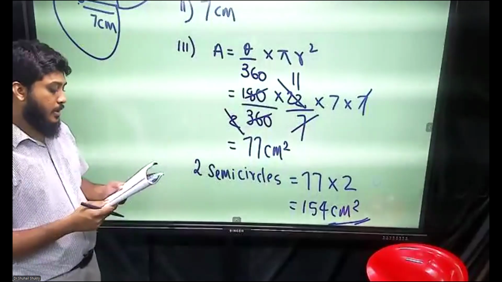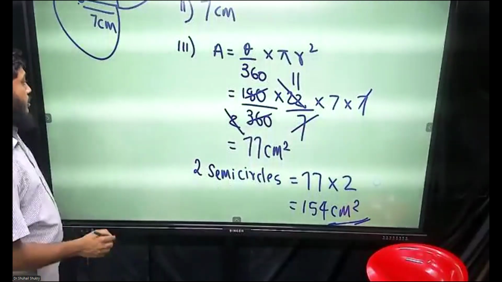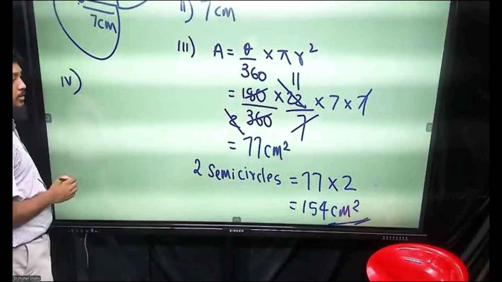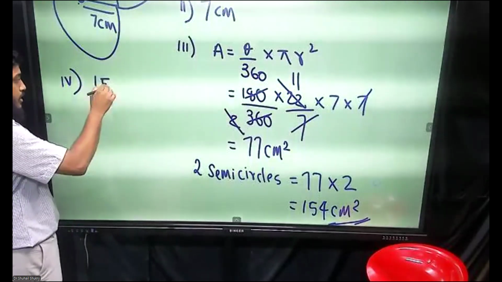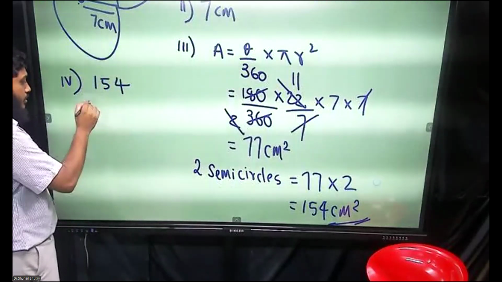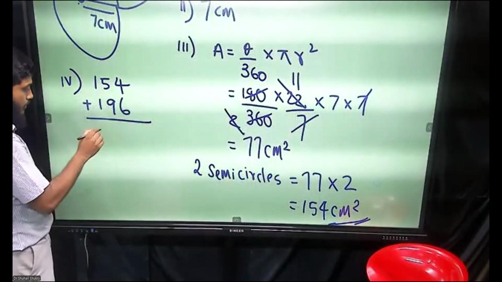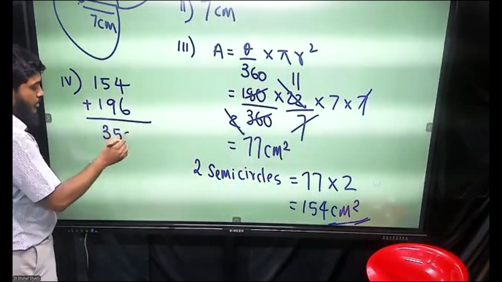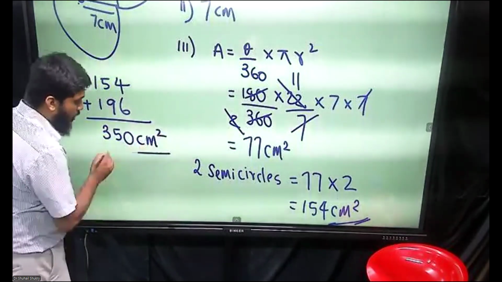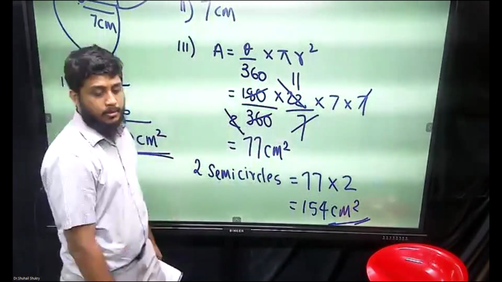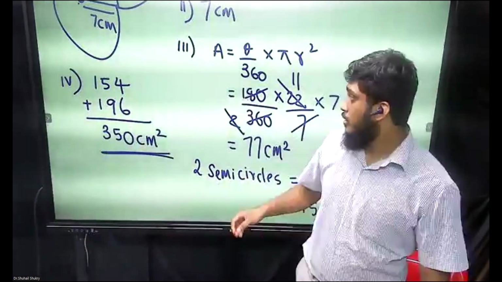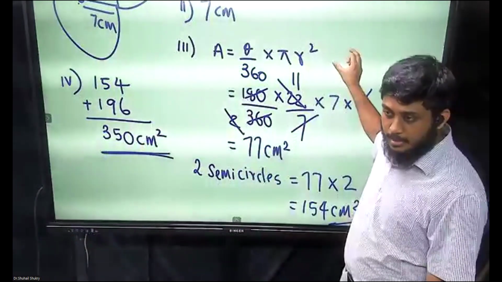Right. And the last one: find the area of the compound figure. Number 4, the complete figure's area: two semicircles 154 and the square is 196. So if I add these two, I will get 350 centimeter squared. Compound figure means the entire figure, right? That is only the compound figure. Got the point? Did you understand everything?